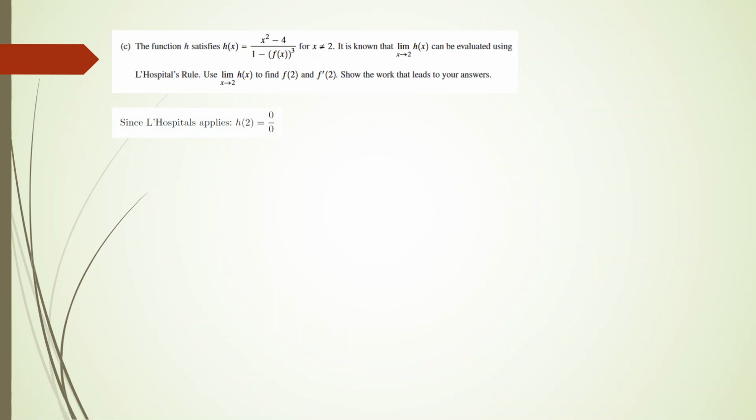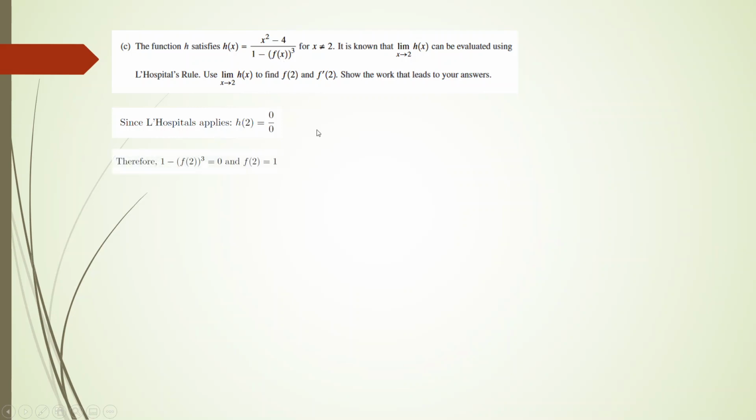If L'Hopital's rule applies, one thing we know is that it only applies when we get an indeterminate form by substituting a number into our function. If you don't get an indeterminate form, then you can't use L'Hopital's rule. So they've told us L'Hopital's rule applies, which means that if I were to plug 2 into this function, I should get 0 over 0. Otherwise, L'Hopital's would never come into the situation at all. So obviously on the top I get 0 because 2 squared is 4 and 4 minus 4 is 0. But I also know that on the denominator I should get 0.